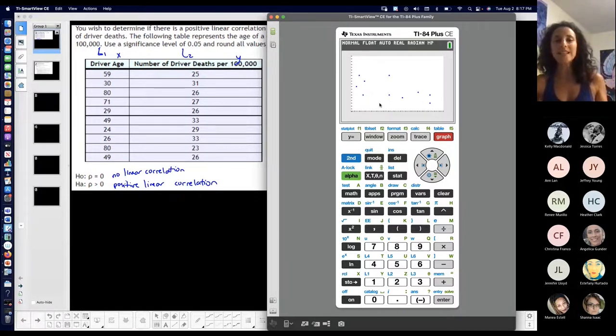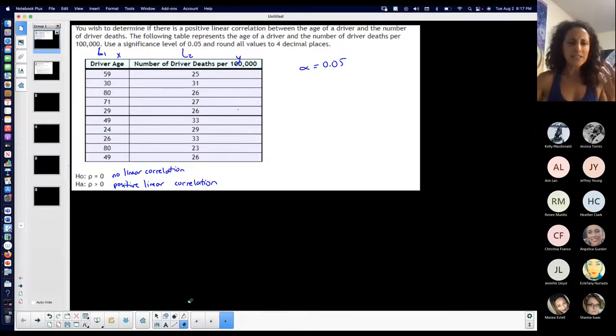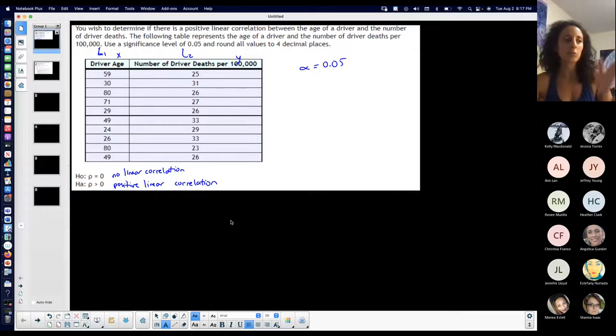But it also would make sense that there would not be a positive linear correlation for driver's age and number of deaths. You know, I'm sure we can say the driver's age could affect the number of deaths, as bad as that sounds. But you can't necessarily say as the age increases, the number of deaths increases. And you can't necessarily say that it's a linear kind of pattern.